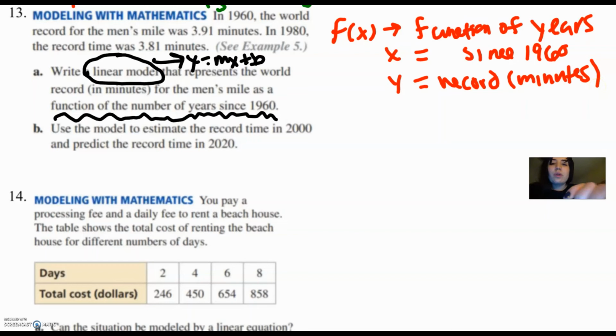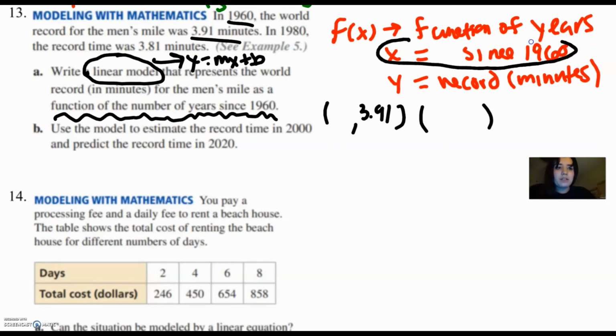Okay, so what is our information together? Well, we're going to find our x and y's. So they give us in 1960, the world record was 3.91 minutes. So we know y easily is 3.91, but for x we can't put in 1960 because that's a year. And it's specifically how many years since 1960? Well, if we're still in 1960, that's 0 years that have passed. Now on to the second point, we have 1980. So since 1960, how many years have passed? 20. And then our record time that year was 3.81 minutes.